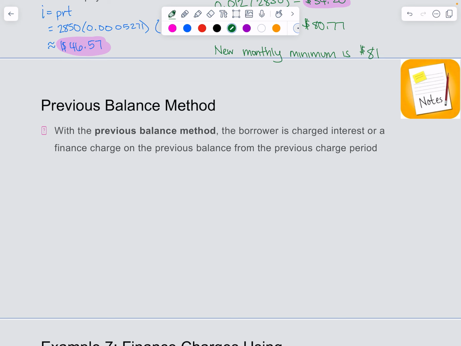Okay, so what we've done is something called the previous balance method, where the borrower, in this case Miss Johnson, is charged interest or finance charge on her previous balance from the previous period. So the interest due in June, right, that minimum payment due on June 1st was determined by how much she owed in May. So it's based on her previous balance.